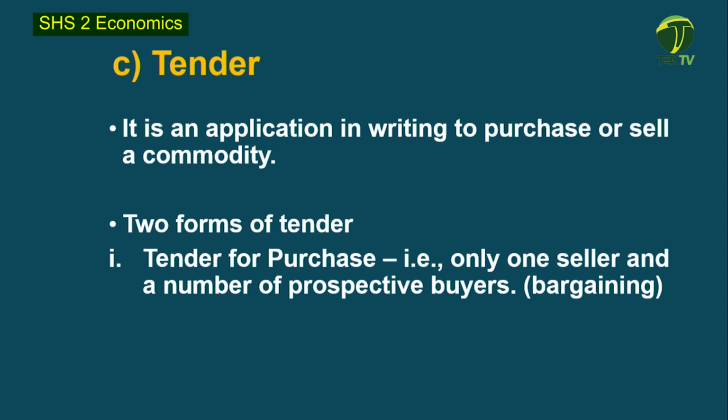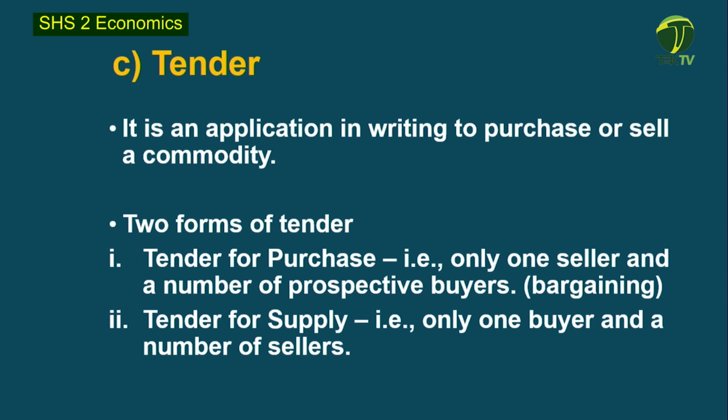And tender for purchase simply means that it goes through the process of bargaining. In tender for purchase, it's just like how bargaining works. One seller, a lot of prospective buyers. They make the offer. The one who is able to make the correct or the best offer is given the opportunity to purchase the commodity.